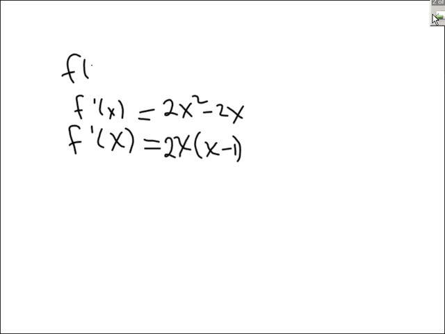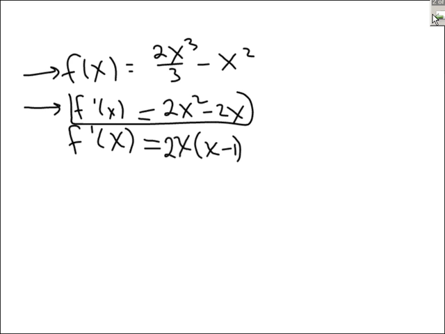That is, f of x is 2x cubed over 3 minus x squared. If this is f of x, then that's the derivative. And the first thing you should do when you have the derivative is factor it. Okay. Now, the next thing you should do is see when it equals 0.